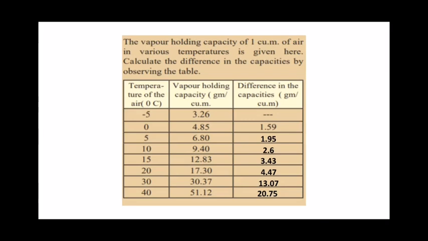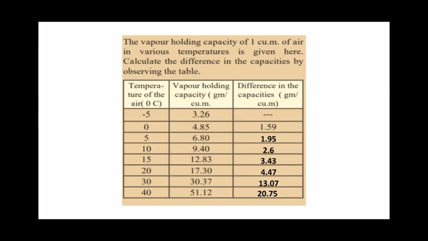Then similarly, the vapor holding capacity also increases. Earlier it was 3.26. Now when the temperature is 0, the vapor holding capacity has increased to 4.85. In the same way, the difference in the capacities has also increased, that is 1.59. So children, if you look at the temperatures, the vapor holding capacity and the differences in the capacities, as the temperature increases, from minus 5 to 0 degrees Celsius, and if you compare the lower temperature with the higher temperature, that is 30 or 40 degrees, you can see that the vapor holding capacity increases with the increase in temperature.